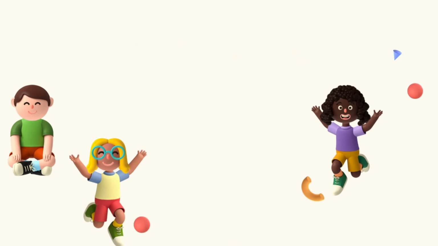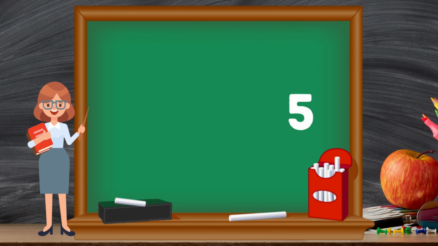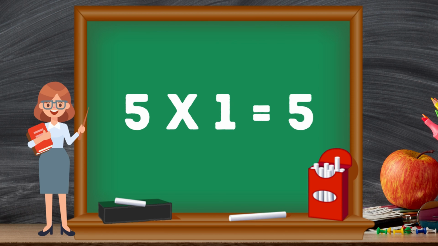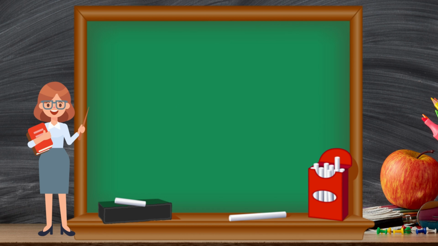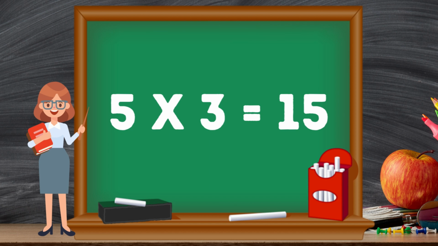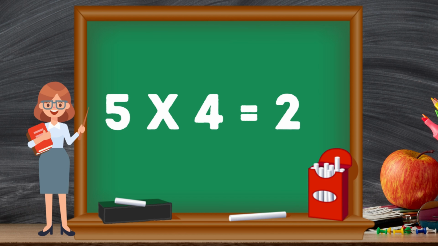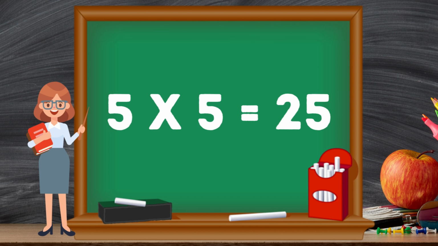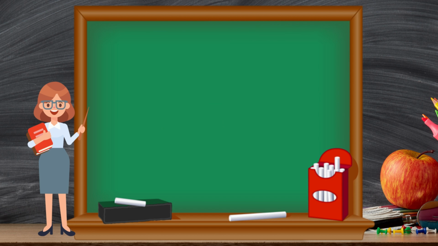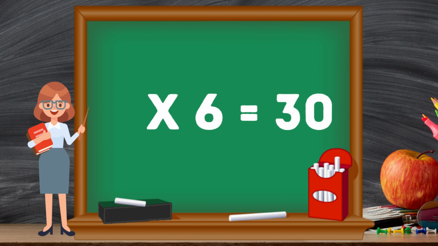Let's revise. Five ones are 5. Five twos are 10. Five threes are 15. Five fours are 20. Five fives are 25. Five sixes are 30.